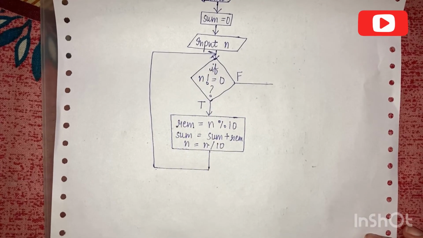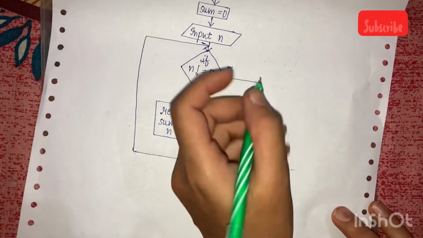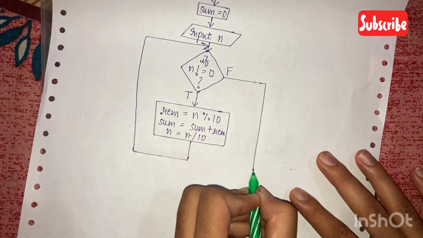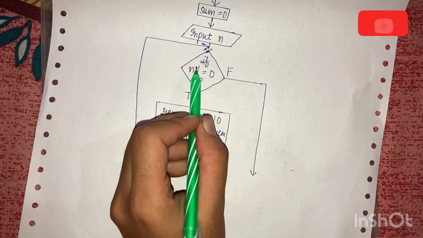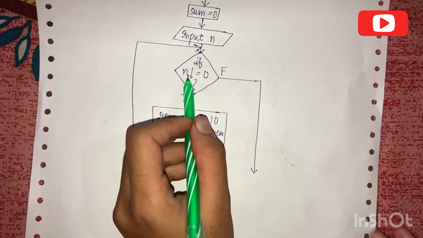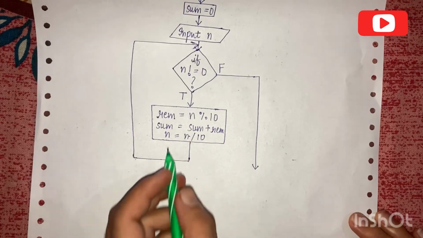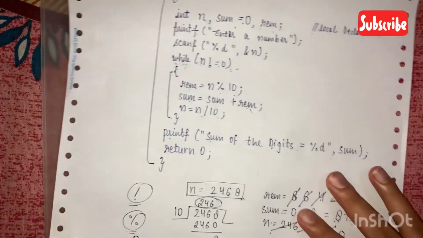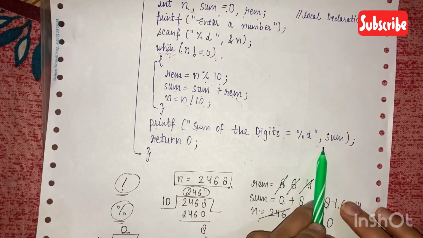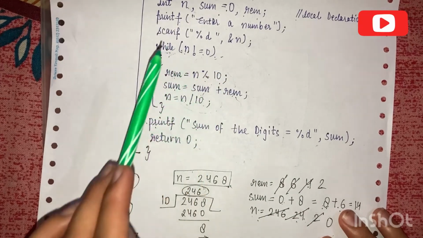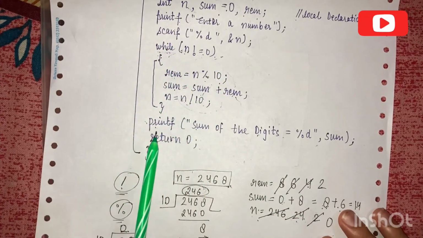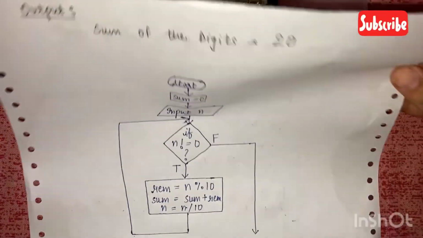So this is how we do it. And if the condition is false, if n becomes 0, then the condition is false. And when the condition is false, what we did in the code is print the sum of the digits. After the while loop fails to execute further, we print the sum. So we'll do the same here.